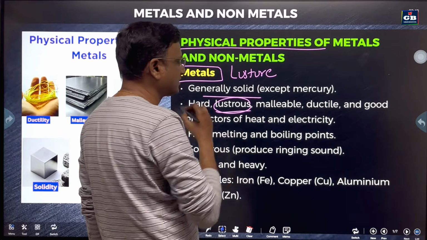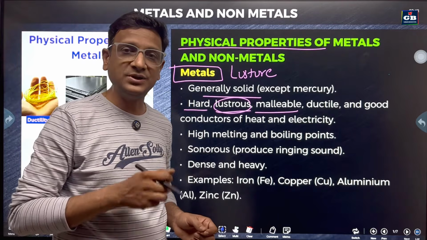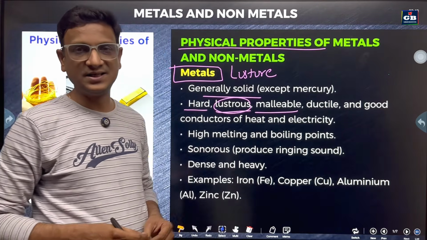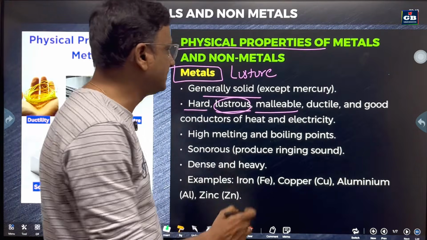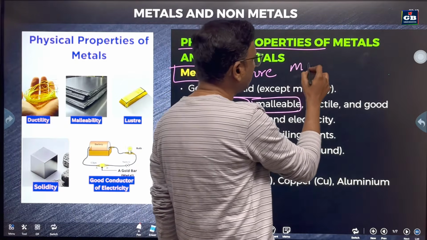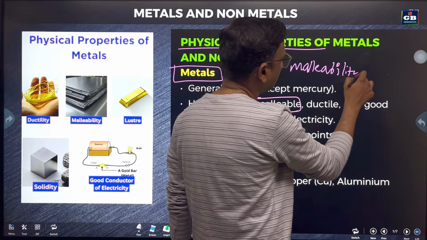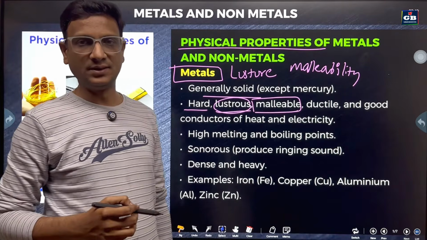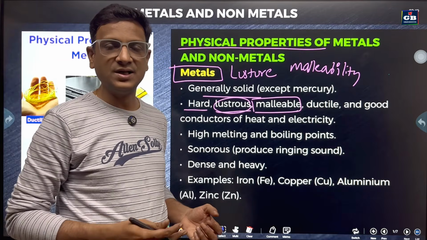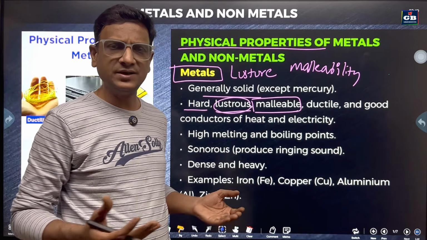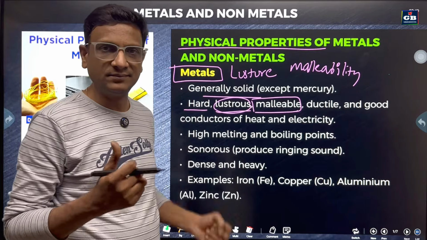And they are lustrous and malleable. Metals are malleable. Malleable means we can make the metals into thin sheets. Metals can be made into thin sheets. They can be beaten into sheets. That property is called as malleability. Okay? Malleability. The gold is made into gold sheets. Silver is made into silver sheets. Right? So copper is made into copper sheets. All these metals can be made into sheets. So that nature of the metal is called as malleability.